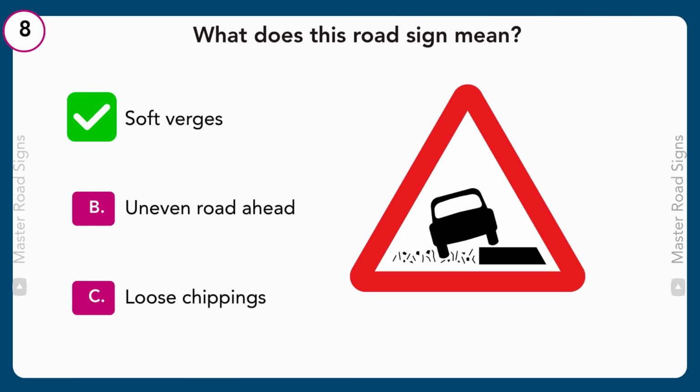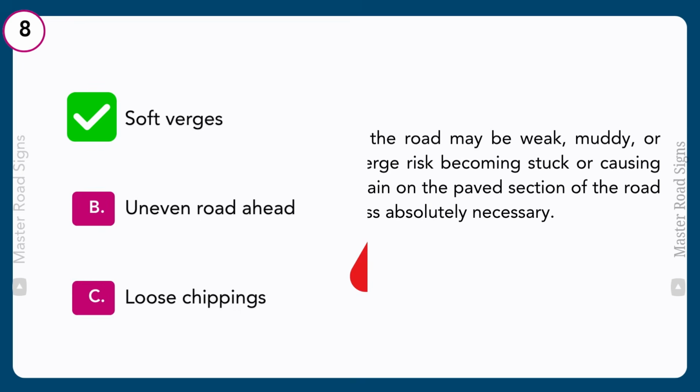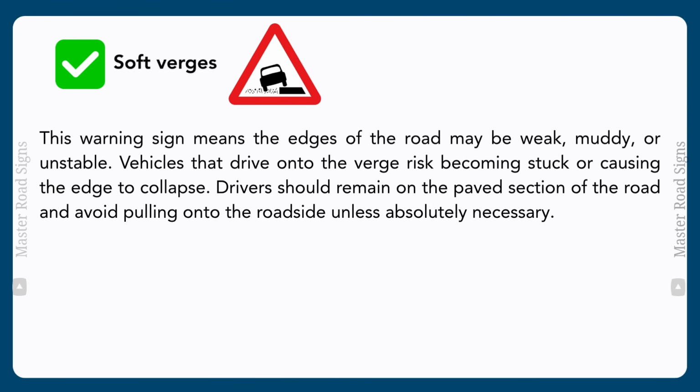Option A is correct, soft verges. This warning sign means the edges of the road may be weak, muddy, or unstable. Vehicles that drive onto the verge risk becoming stuck or causing the edge to collapse. Drivers should remain on the paved section of the road and avoid pulling onto the roadside unless absolutely necessary.